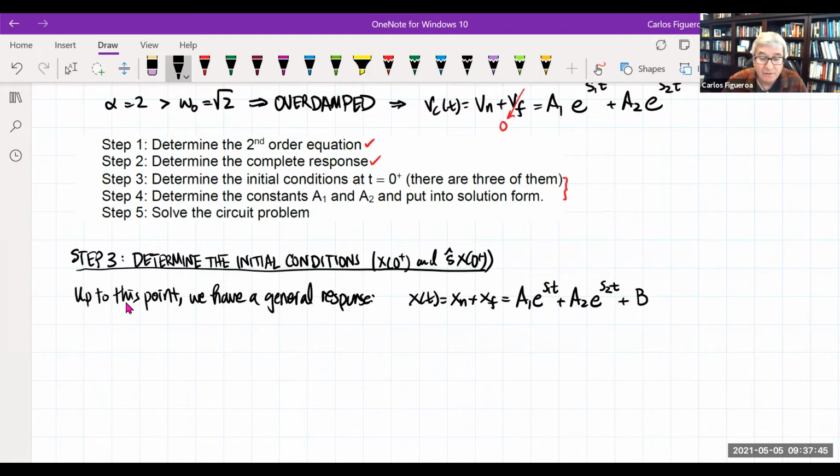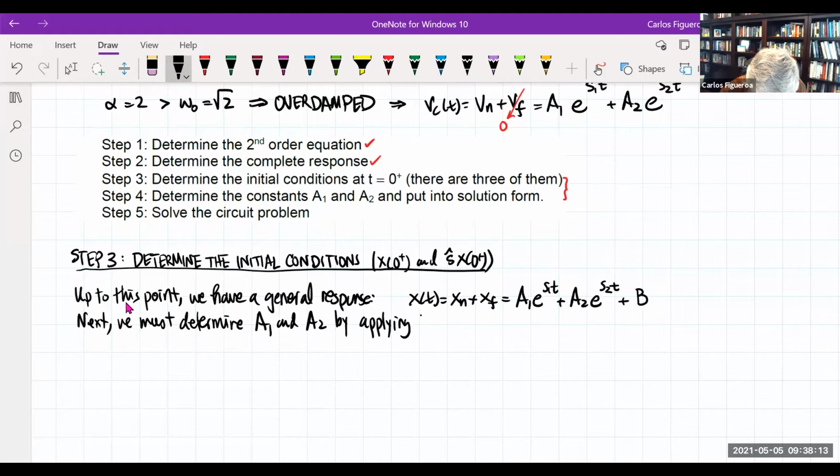So now what we have to do here is apply initial conditions to get A1 and A2. Next, we must determine A1 and A2, which are the integration constants, by applying the initial conditions at t equal to 0. And I should be really careful. It should be 0 plus.